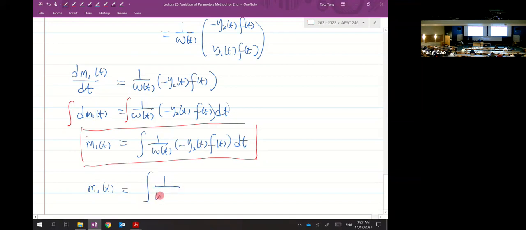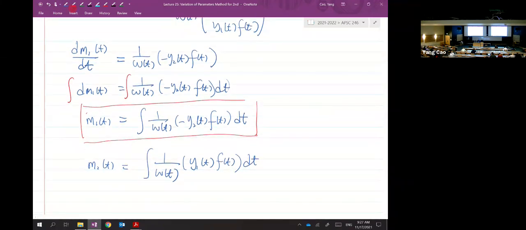And that will be the integral of 1 over this Wronskian and then y1 of t times f of t dt. Okay, so together, these two results will give you u1 and u2, and then you plug them back into the YP function, and that's your particular solution. Once you get the YP and you combine that with your homogeneous solution YH, then you get the general solution for this type of equation.